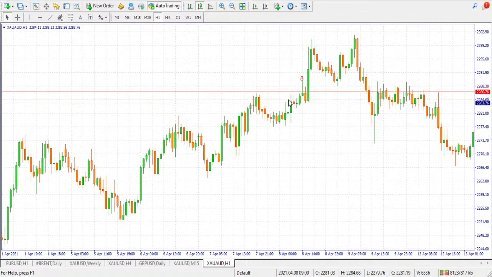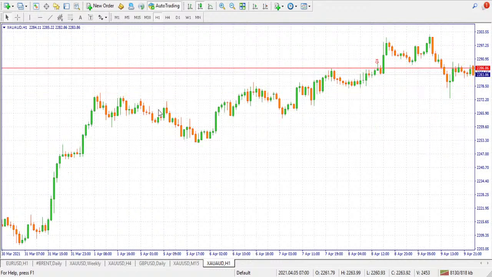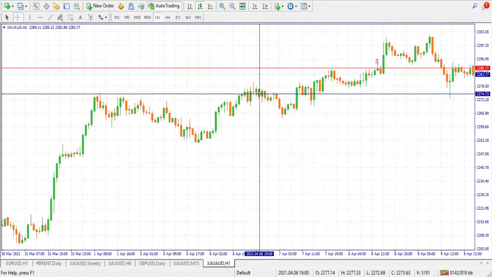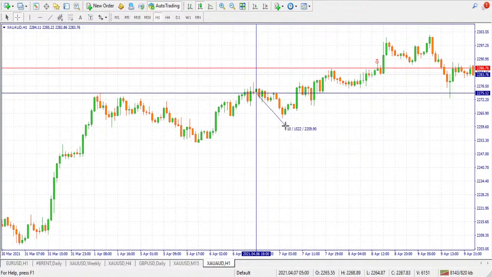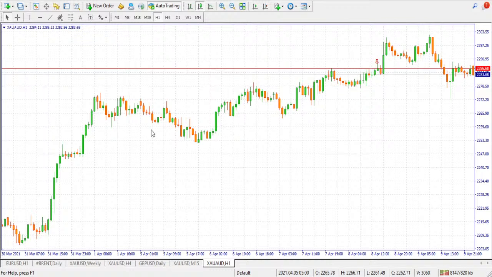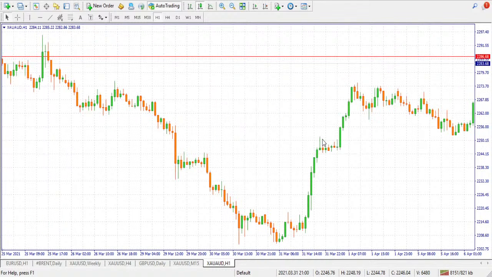There's another one. This looks like a pin bar, but it's not a very good pin bar. And then we have this one. This is a pin bar. The price tried going up, but then eventually it came down, went some pips. This is almost, how many pips? This is around 95 pips. Then we have this. This is a very good bearish pin bar.